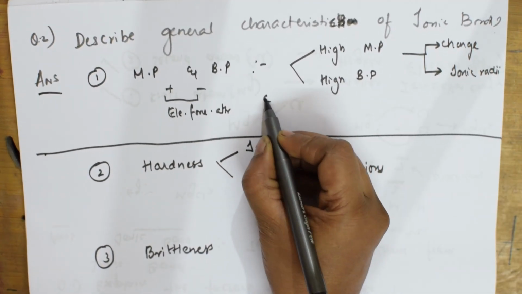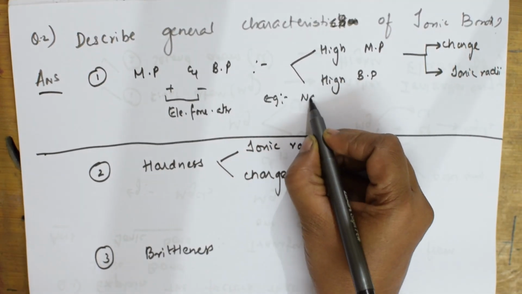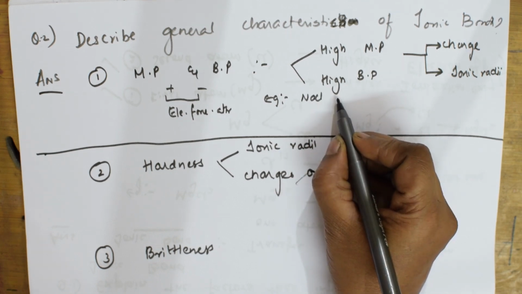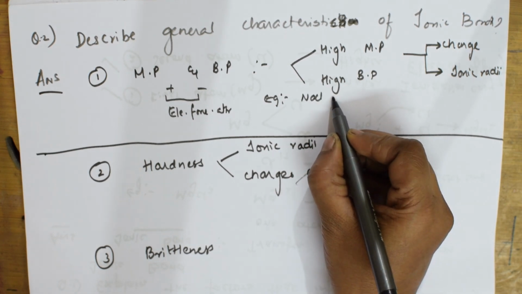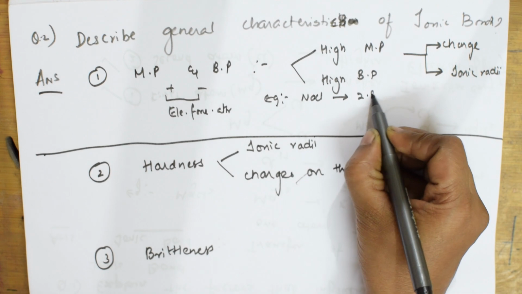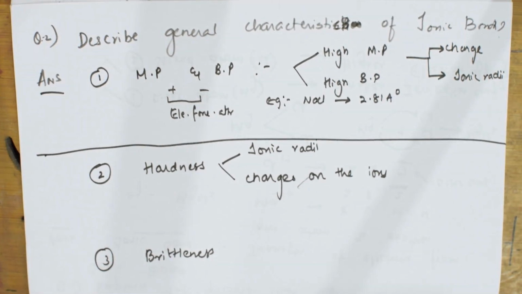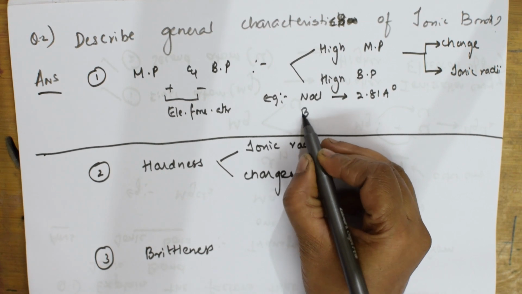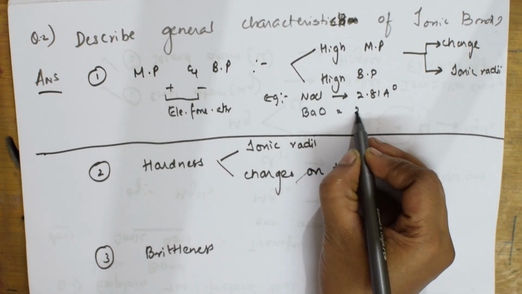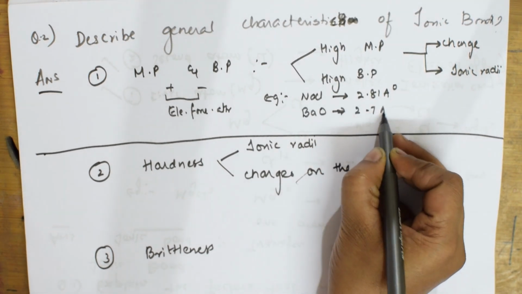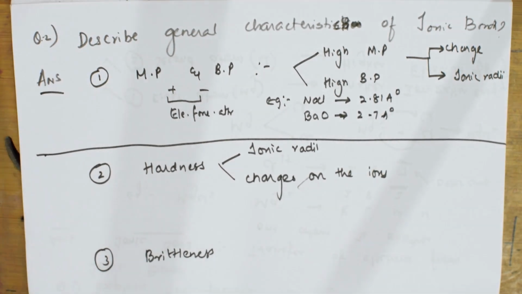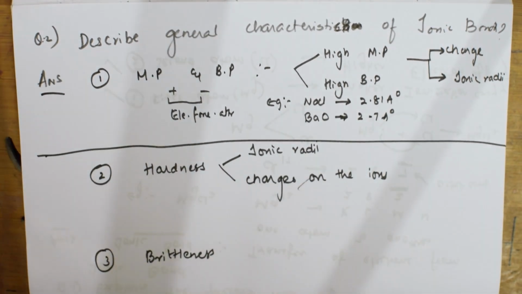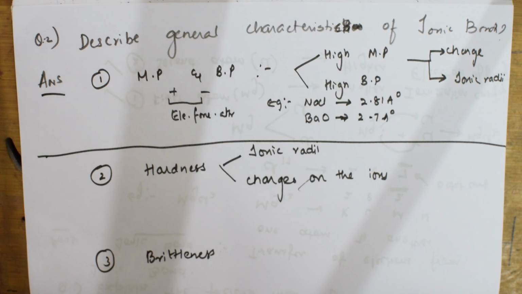What did we discuss? We said in sodium chloride the internuclear distance is 2.81 angstroms. We measure it in angstroms, isn't it? Now I have taken one more example, that is barium oxide. Barium oxide is almost 2.7 angstroms. So what will happen now? This is the force or the distance between both the atoms.